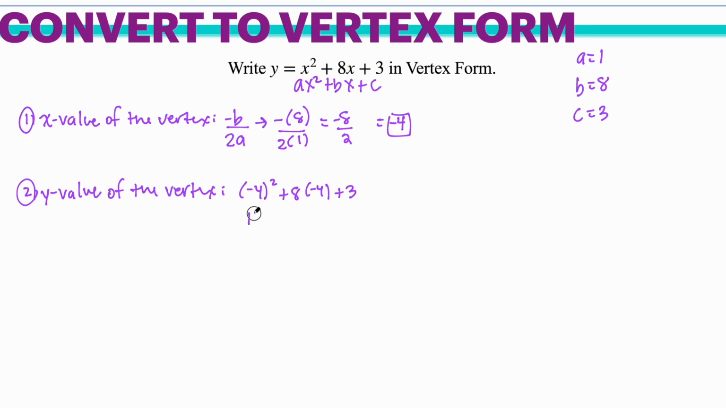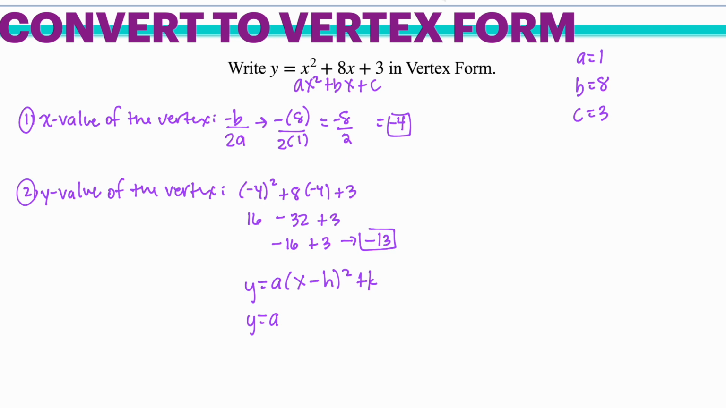Negative 4 squared is a positive 16. 8 times negative 4 is a negative 32 plus 3. 16 minus 32 is a negative 16 plus 3 is a negative 13. So I know that my equation is y equals a times (x minus, I'll go ahead and just put h) squared plus k, and I'm going to put in what I know.